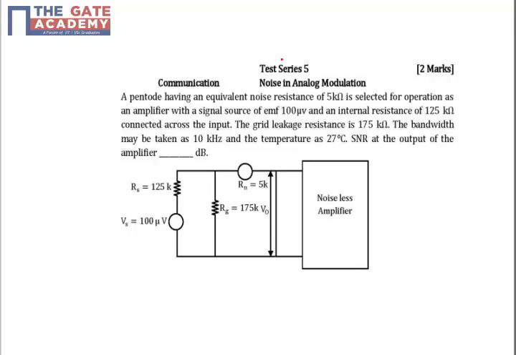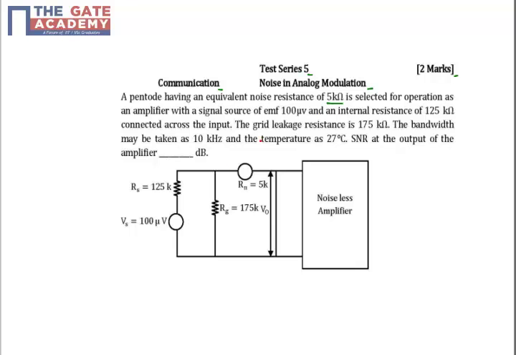Hello friends, this question is for the test series number 5. The subject name is communication, the topic name is noise in analog communication, and it's a 2 marks problem. The question is very interesting and says that a pentode having an equivalent noise resistance of 5 kilo ohm.